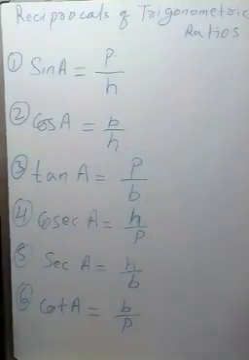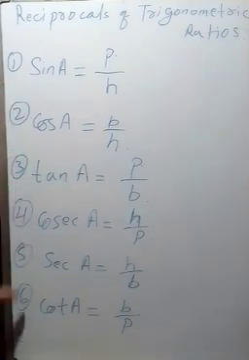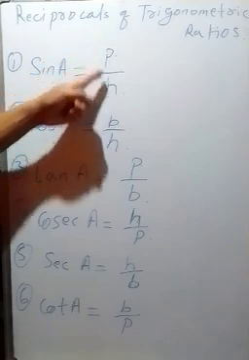Here we learn reciprocals of trigonometric ratios, or the reciprocal relation. Reciprocal means inverse. We know that from trigonometric ratio, there are 6 ratios. Let's start from 1. Sine A is equal to P by H.